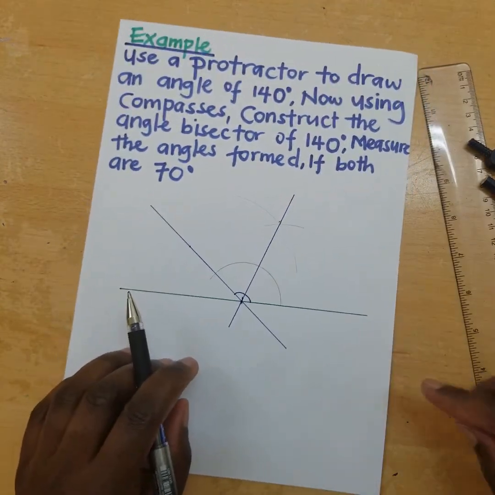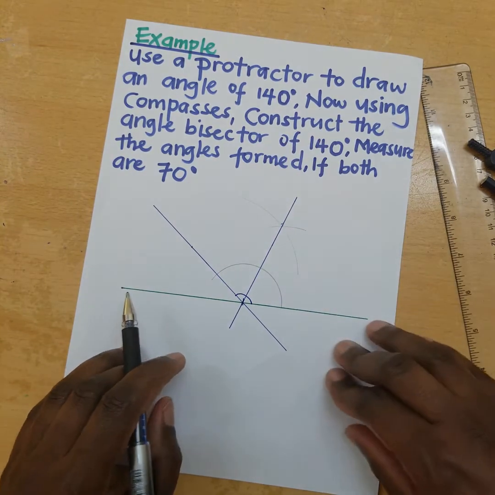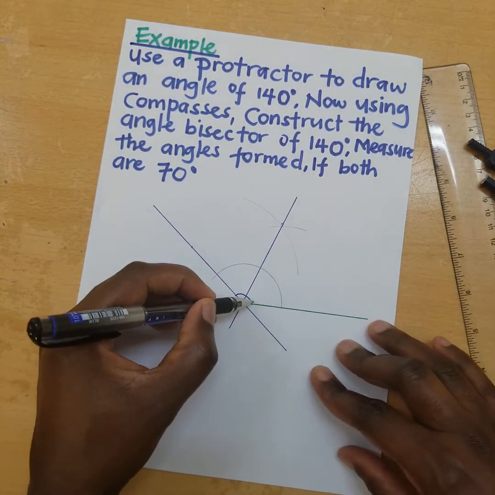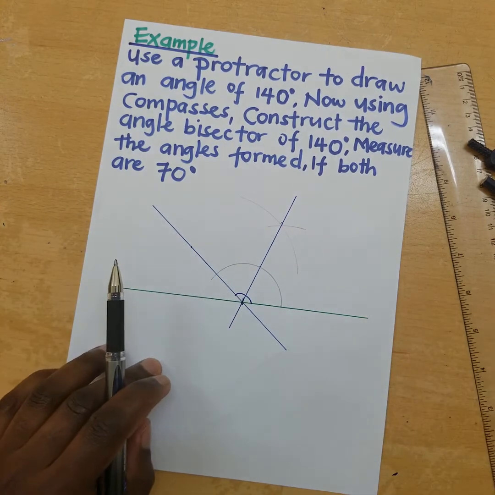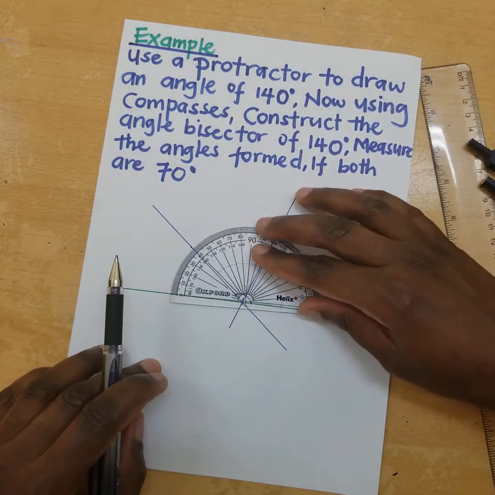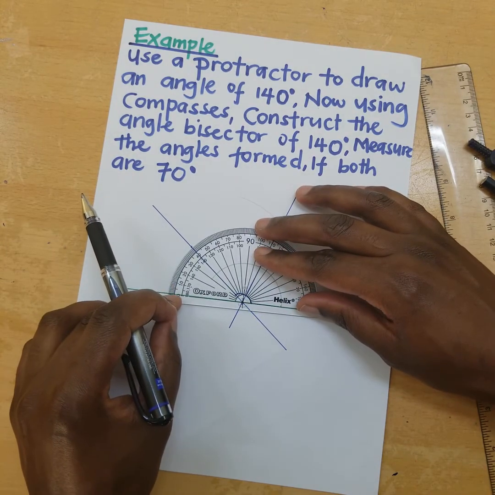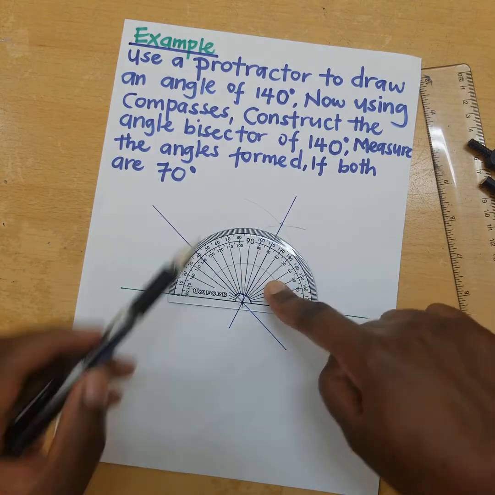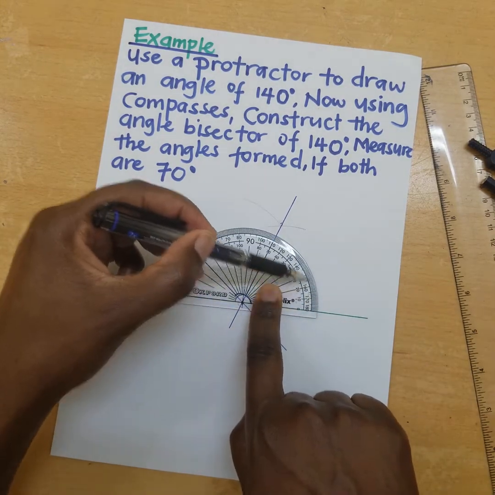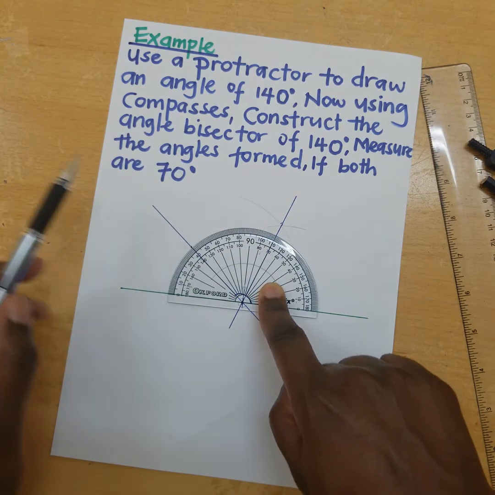So measure the angles formed. If both are 70, then you're correct. Let's measure this angle here, this one, from here up to here. Is it 70? Let's get our protractor and see. Put your protractor firmly. You can see from the base up to this point, it is 70 degrees. Okay, thank you very much.